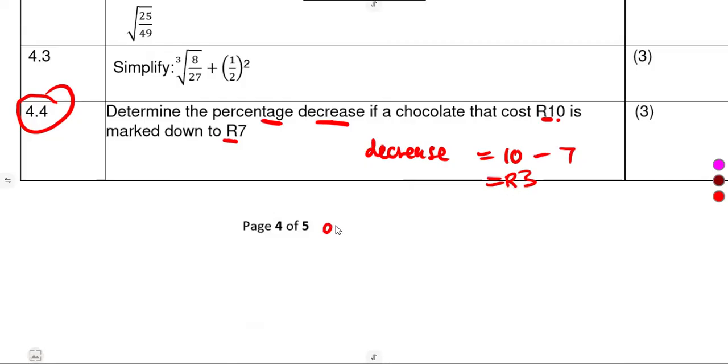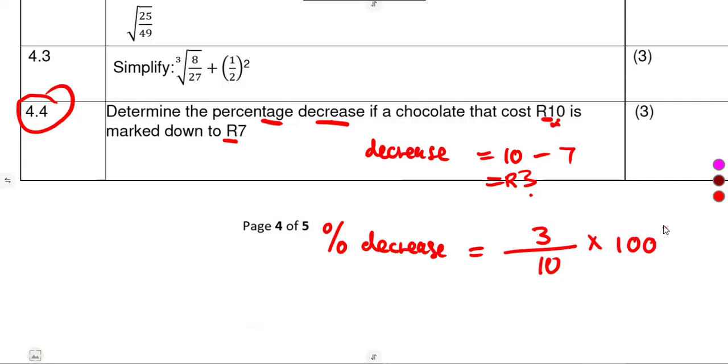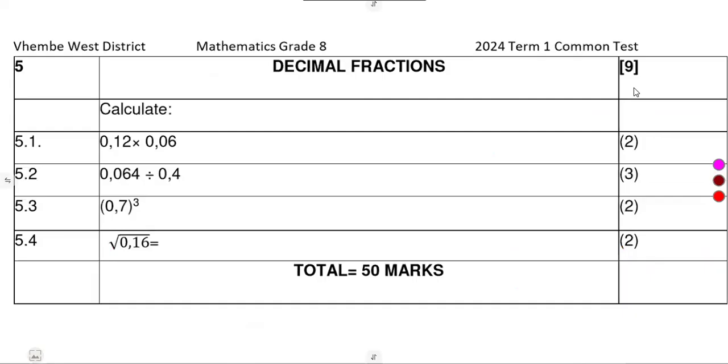So we are going to be talking of the percentage decrease since there is a decrease which happened. What is our decrease? 3 Rand over what? Our buying price as it was, 10, times what? As a percentage, 100%. So you can have this as a percentage. This one and this one are going to cancel. 3 times 10, which is what? 30%, or you can use your calculator to simplify that one, just like that. So these are the questions, guys, just basic questions.